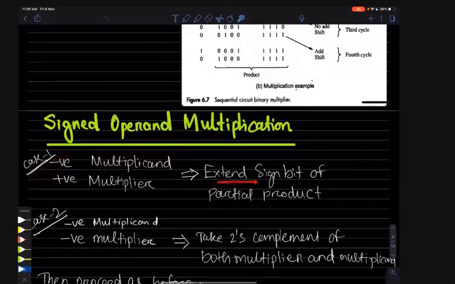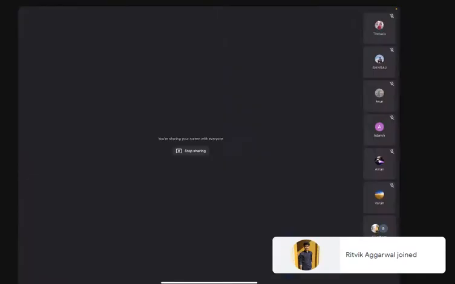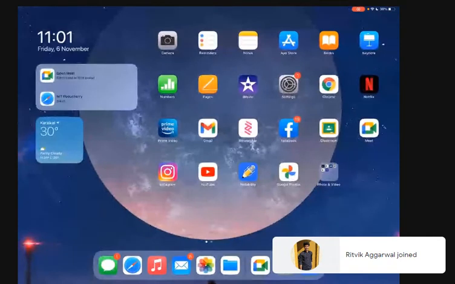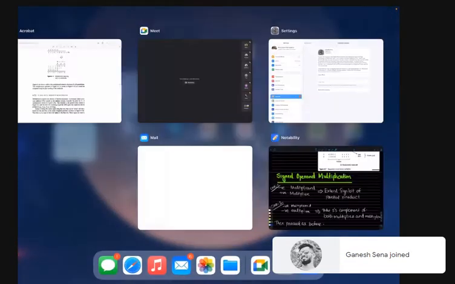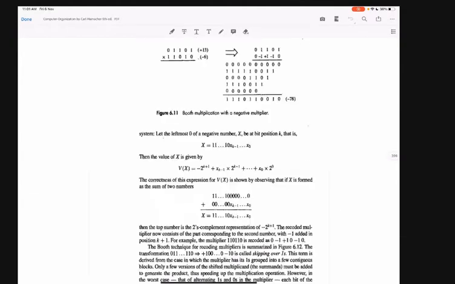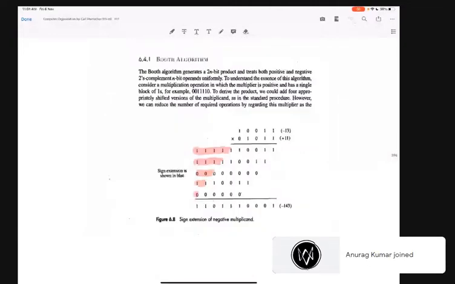Just extend the sign bit of the partial product. What does that mean? That means you can multiply the two numbers by extending the sign bit.